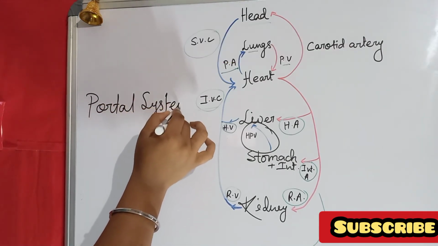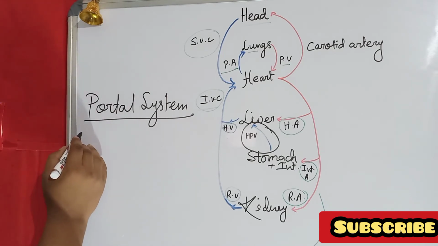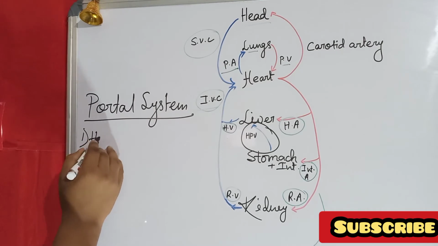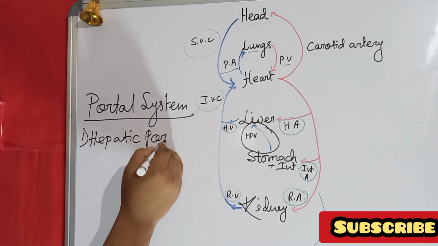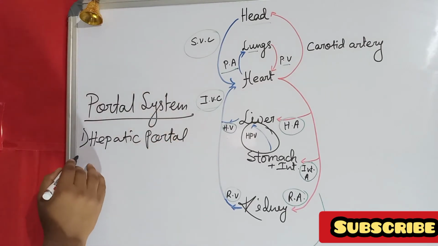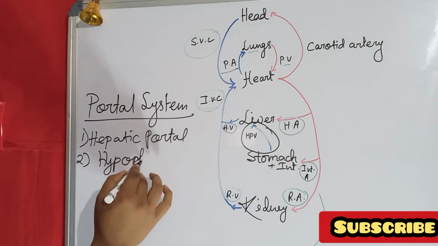This is an important question always, and a bit significant, because students always get confused with this. Portal system is basically of two types. These are number one, hepatic portal system, and number two, hypophyseal. What are they?